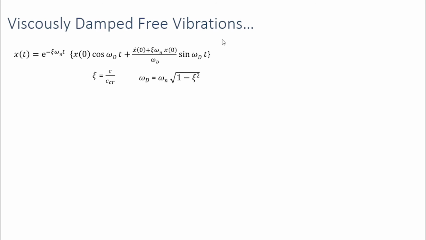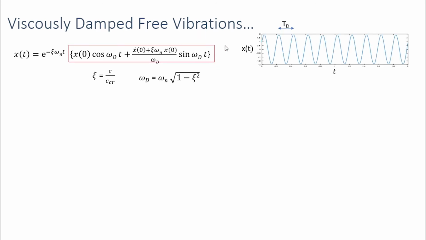So this is the solution. If we take only this part, this is similar to the undamped free vibrations, but the frequency is different. Instead of omega n, we have omega d here. So the natural period is also different. This is the period for the damped system, but the behavior is similar to the undamped vibration.